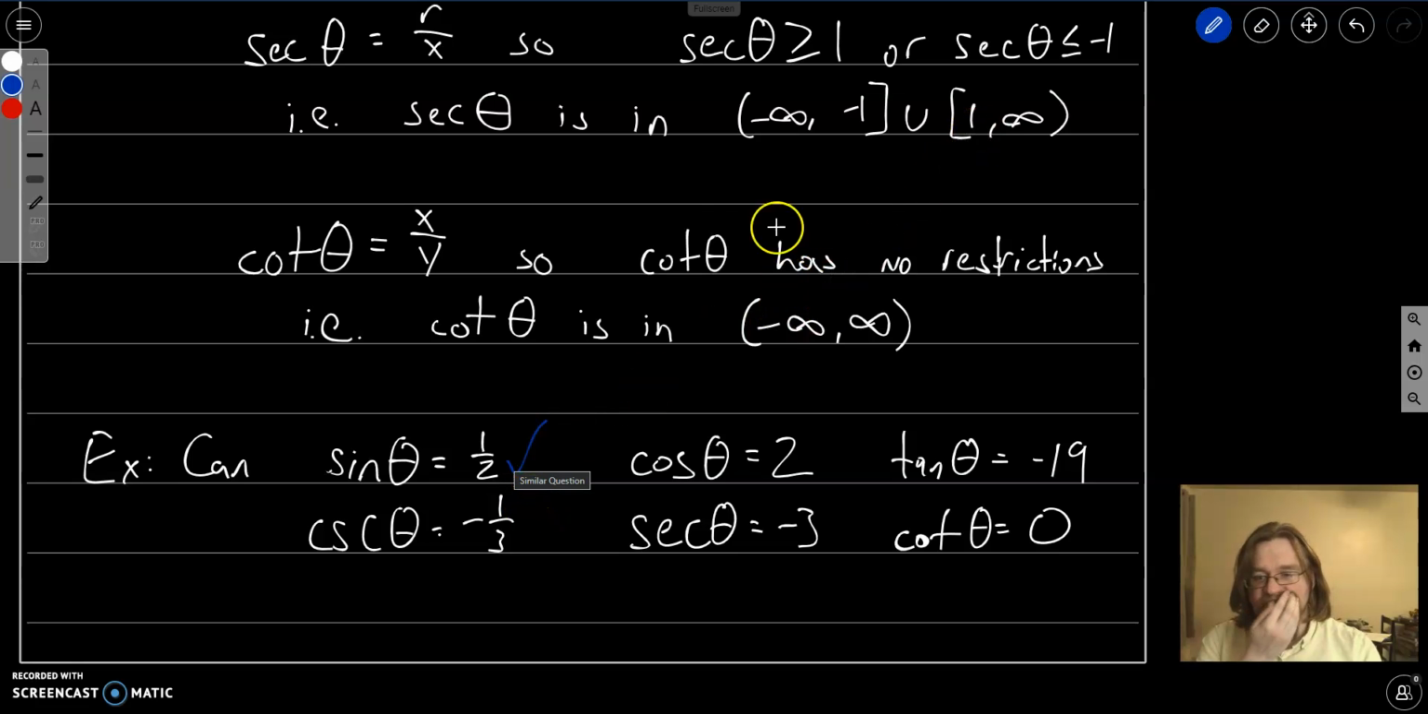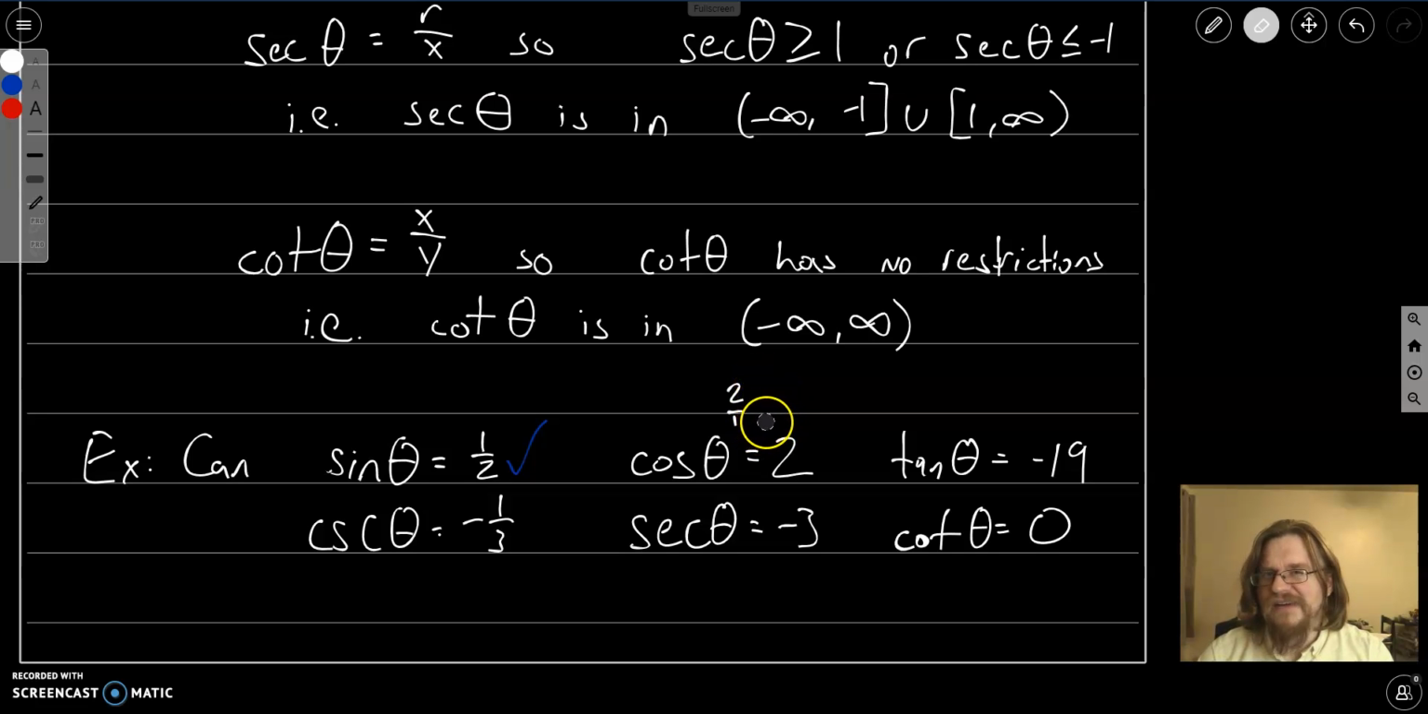Could the cosine of theta be equal to 2? And again, when we think about this, 2 is kind of the same as the fraction 2 over 1, but this isn't going to be possible, right? Because cosine is x divided by r, and r needs to be bigger than x. So this cosine 2 is in fact not possible. So we'll use a red X there.